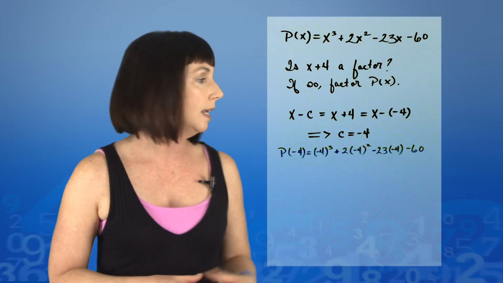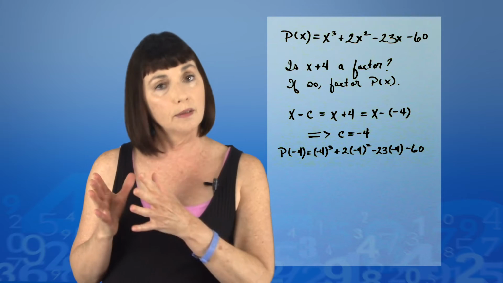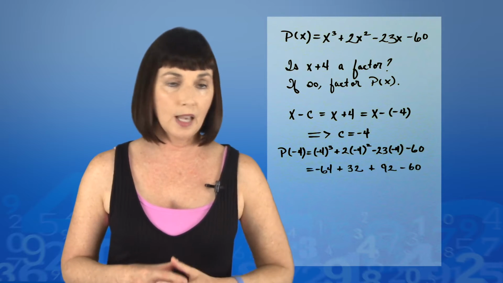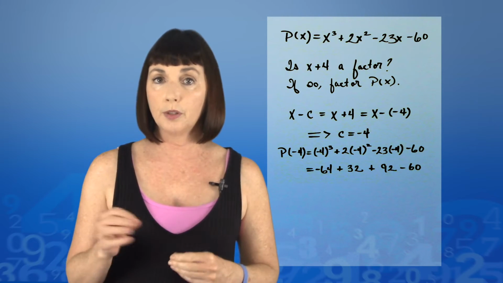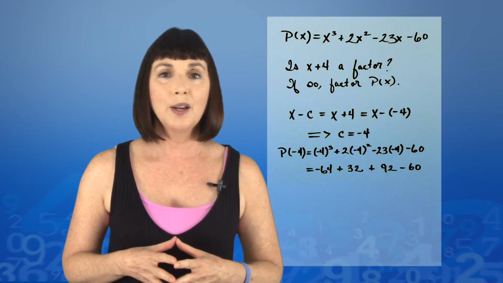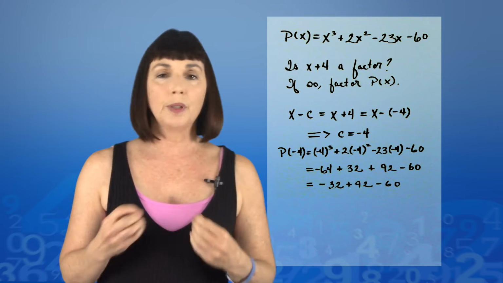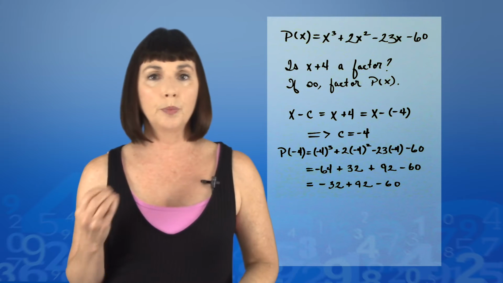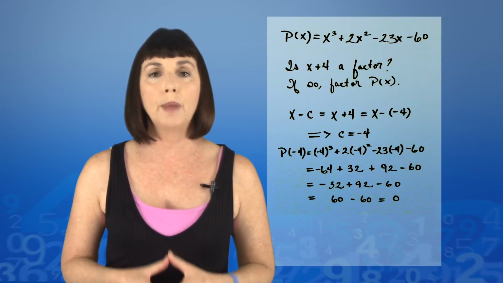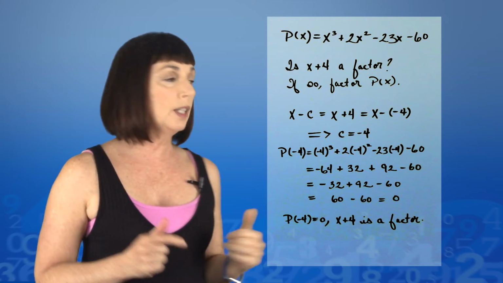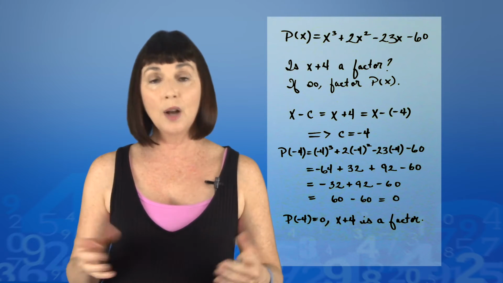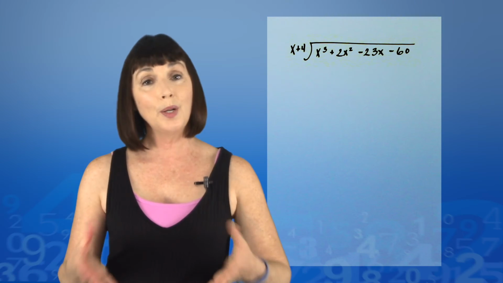So plugging in, we get negative 4 cubed plus 2 times negative 4 squared minus 23 times negative 4 minus 60. That gives us negative 64 plus 32 plus 92 minus 60. Then going left to right, we have negative 32 plus 92 minus 60. Negative 32 plus 92 is 60, minus 60, and that is 0. So we have a remainder of 0. Since P of negative 4 is equal to 0, that means that x plus 4 is a factor. So now we need to factor our polynomial. We know x plus 4 is a factor.